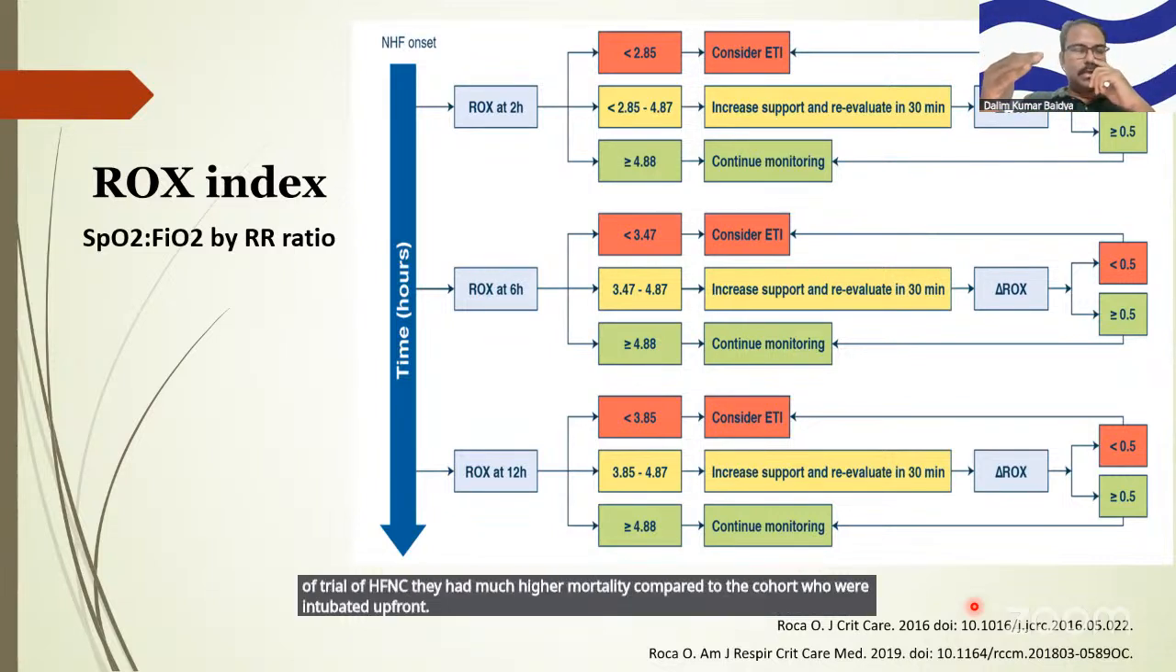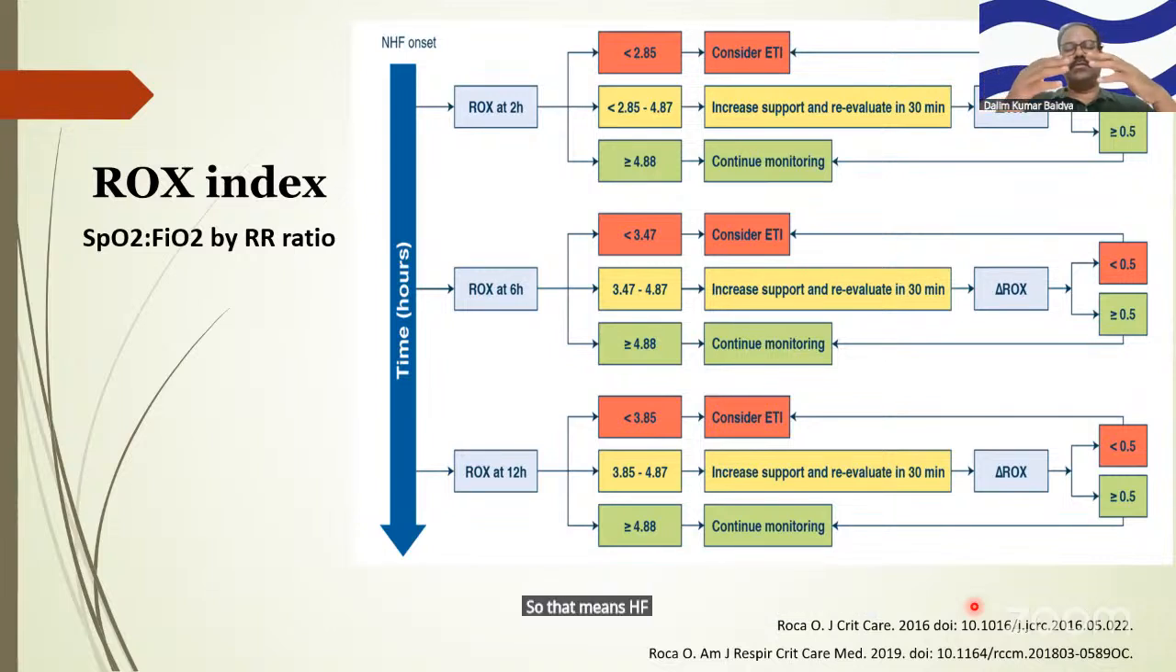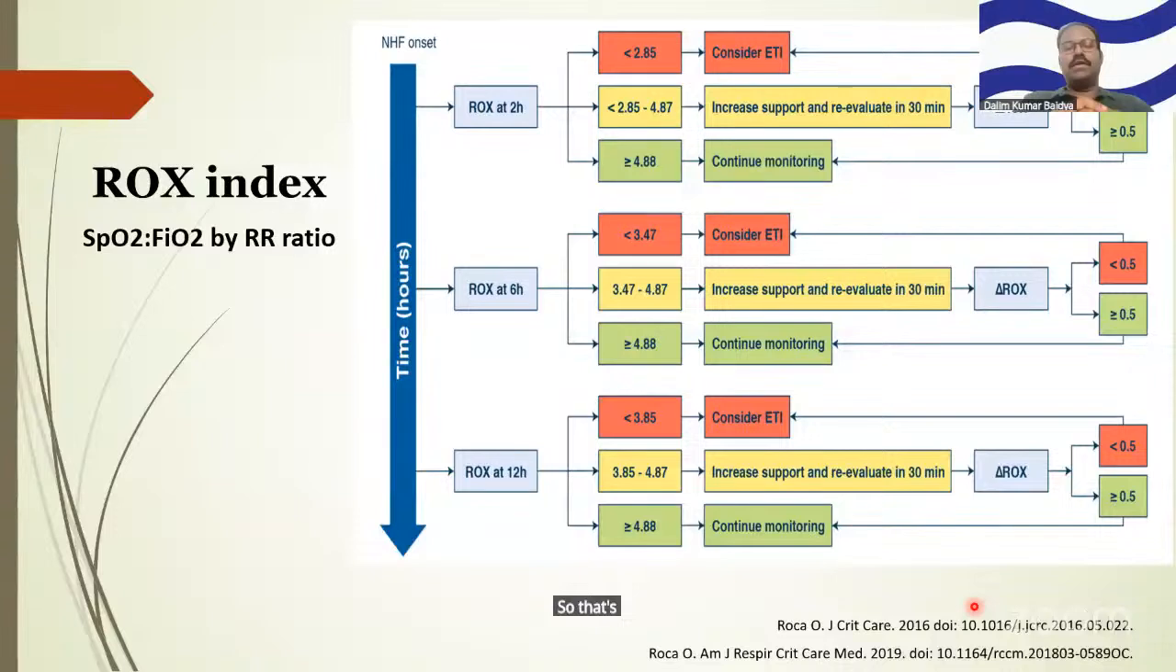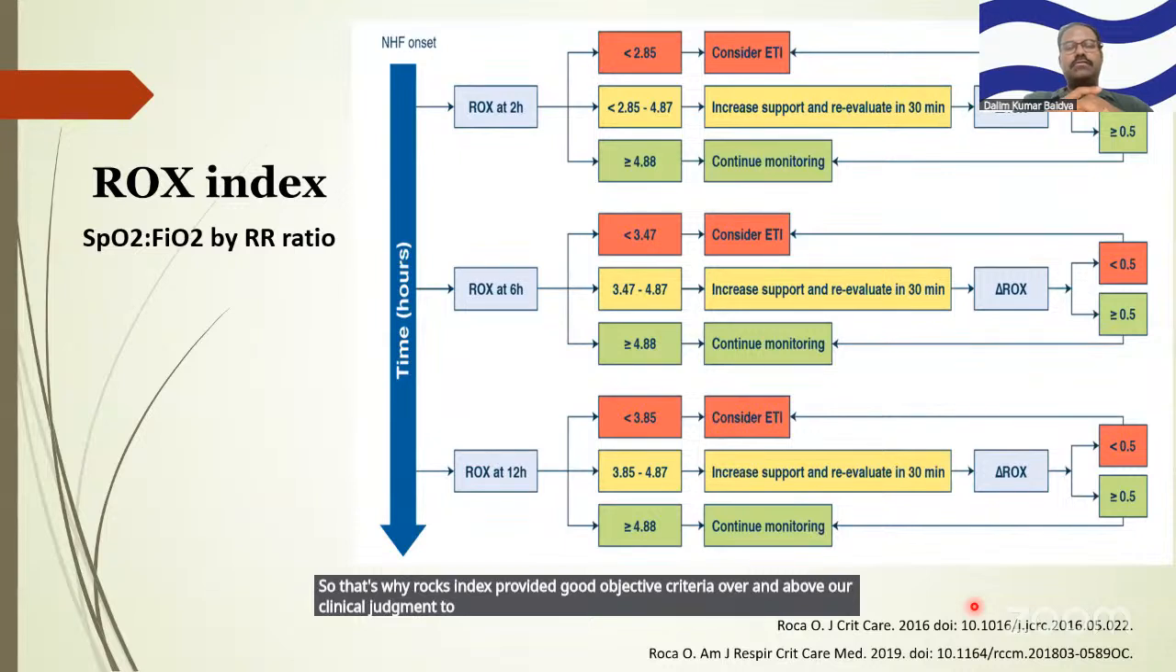So that means HFNC should not be used as a modality to delay intubation. Rather, it's important to identify HFNO non-responders versus responders quite early, within the initial few hours, preferably by 2 hours, and then decide on the subsequent course of action. That's why the ROX index provides a good objective criterion over and above our clinical judgment to identify the patients who are likely to get intubated.